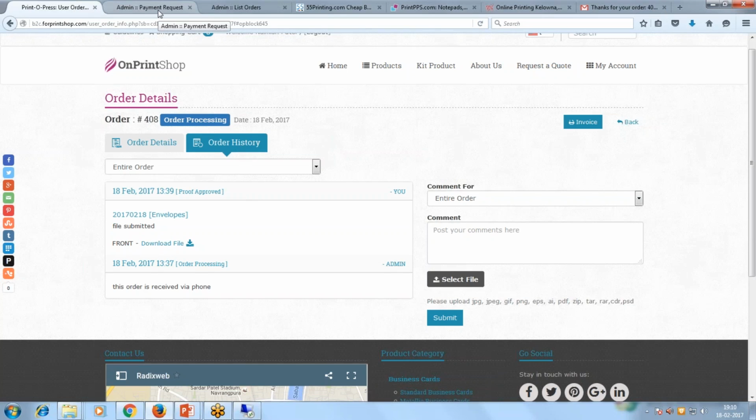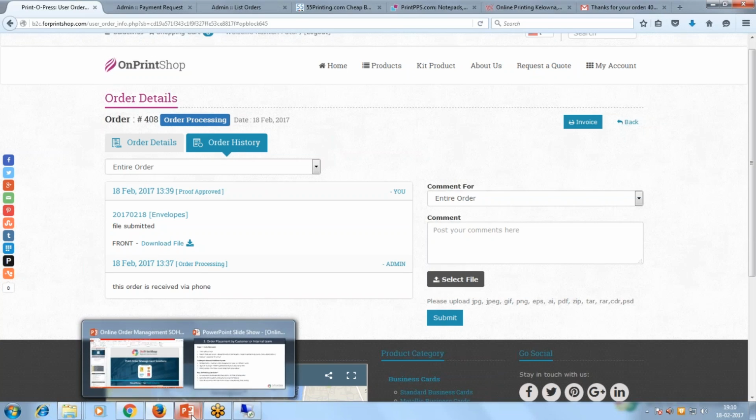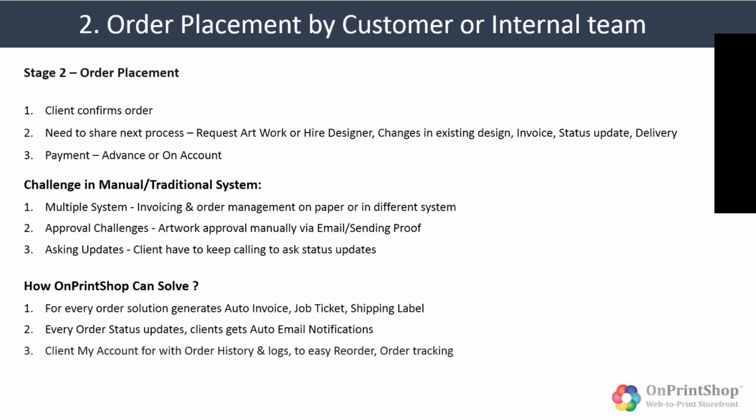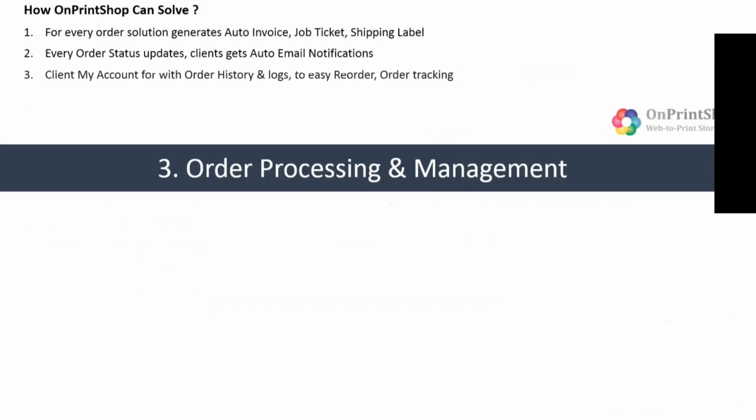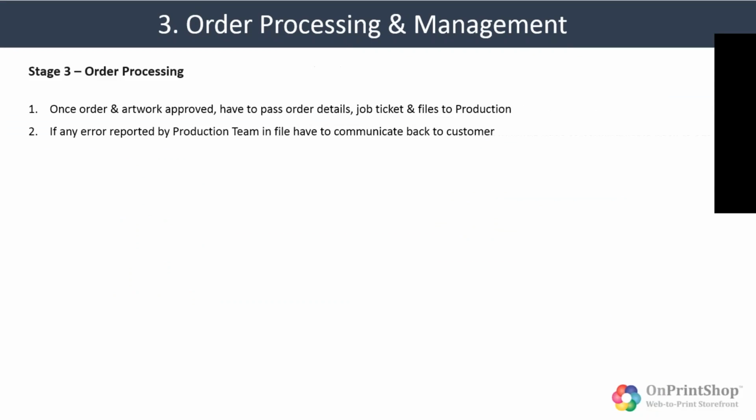Now, whatever updates are done by the customer on the storefront are recorded in their My Account. Similarly, it is also recorded at your end for your internal management. So this is order placement by the customer and the team. Now, once the order is placed, whether your internal team placed it or the customer placed it himself, the next stage is order processing.